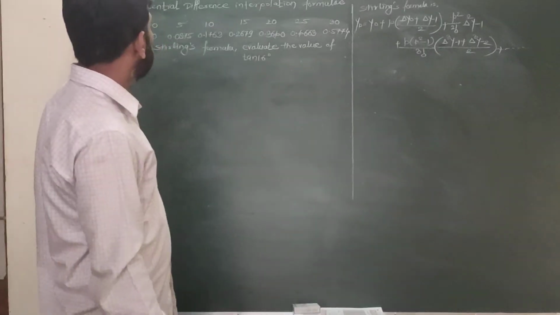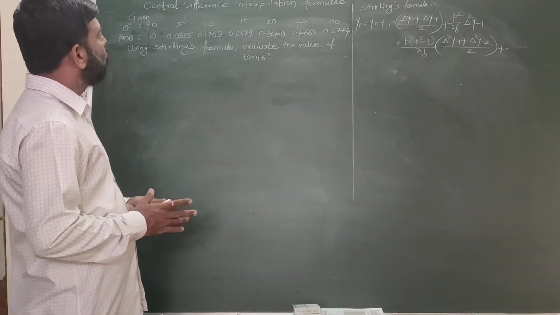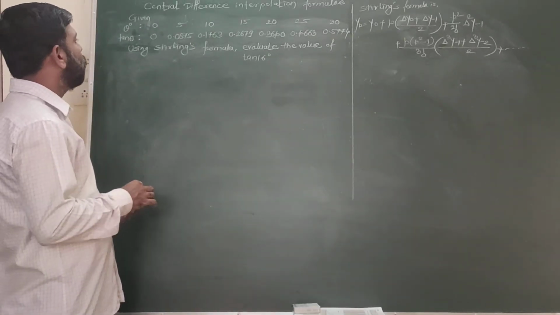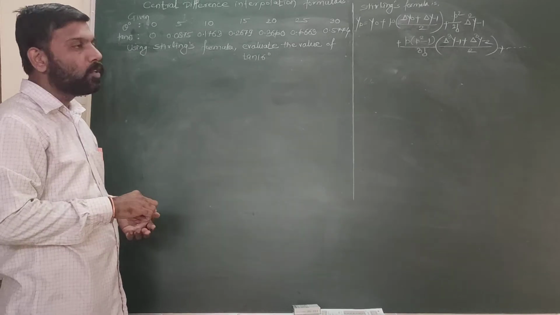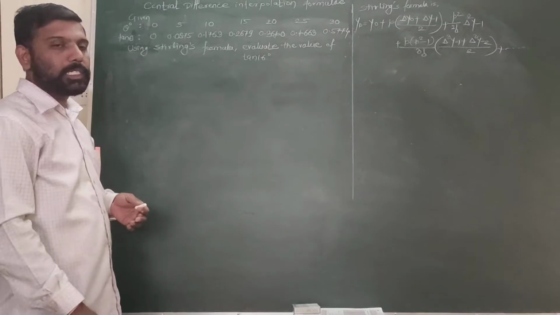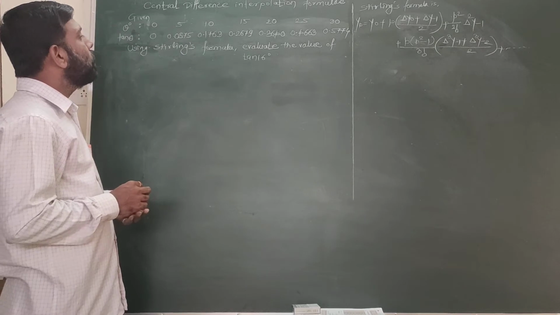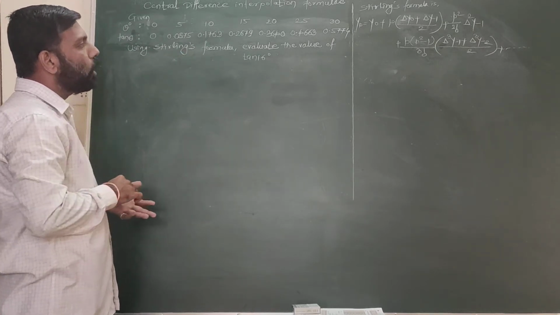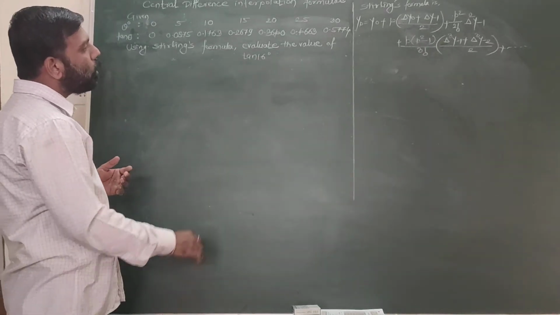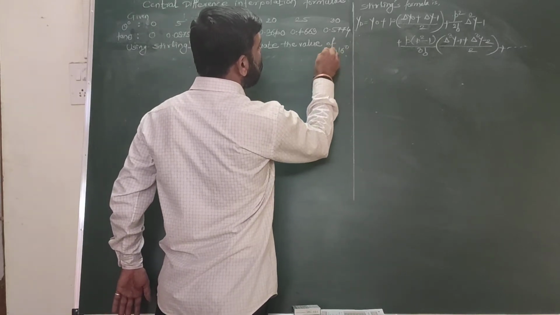Students, now here we take one example. Given values of theta 0, 5, 10 respectively, and the values of tan theta are given in the second row. So tan of 10, the value is 0.1763, which they have calculated on the calculator. Now the question is, using Stirling formula, evaluate the value of tan of 16 degree. This value we have to find out, tan of 16 degree.